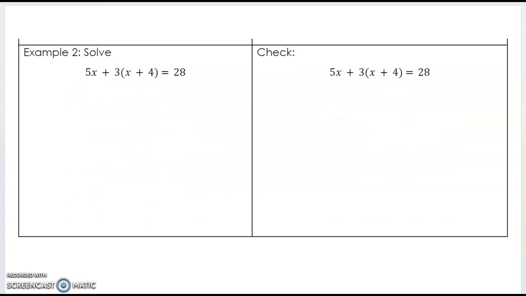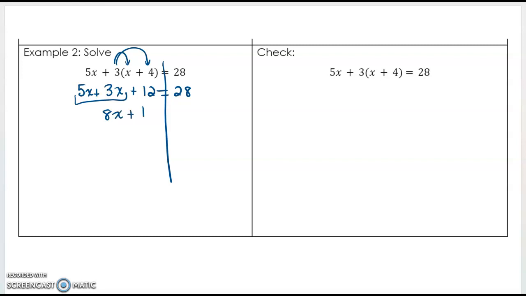Let's try another one. Let's look at example 2. We've got two sides and we have parentheses. It's the 3 that's directly in front of the parentheses, so the 5x is just going to come down. Then that becomes 3x plus 12 because distributive property is just multiplication. I've removed parentheses, but now I have some like terms here. I have 5x and 3x, which becomes 8x. I have no more like terms on the left. 8x and 12 are not like terms, and there's only one constant on the right.